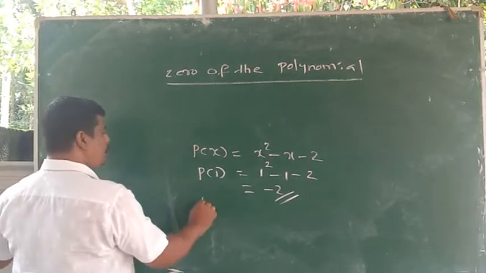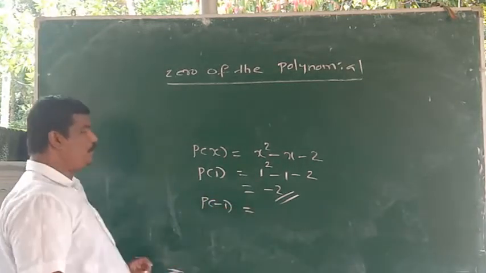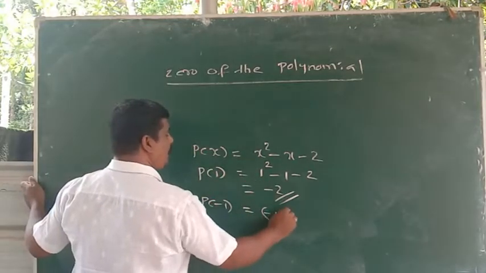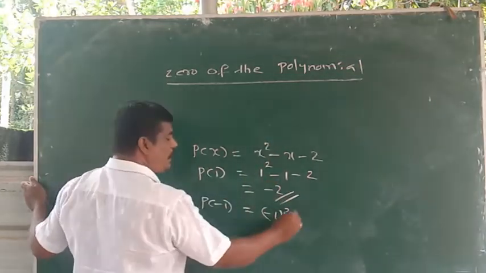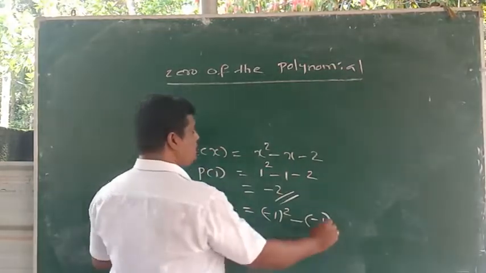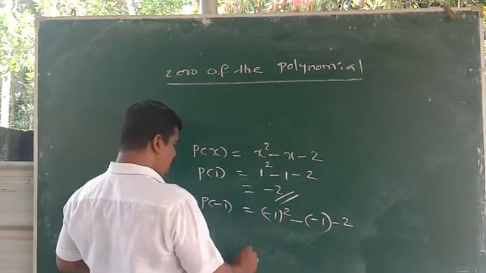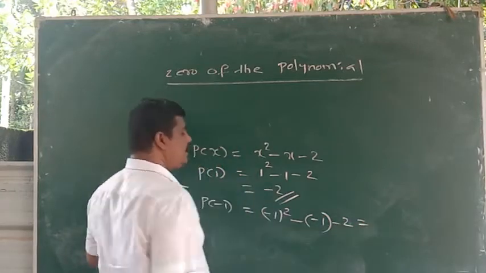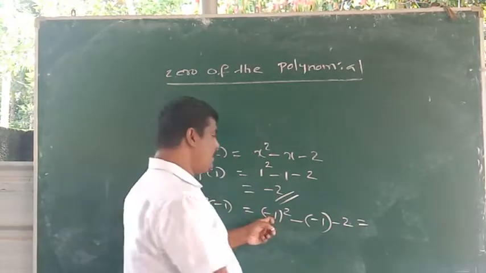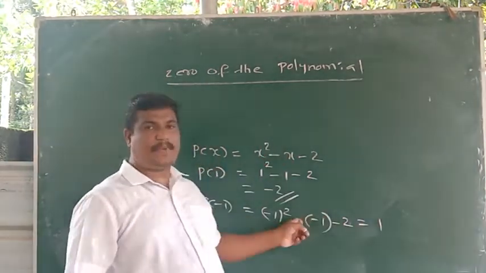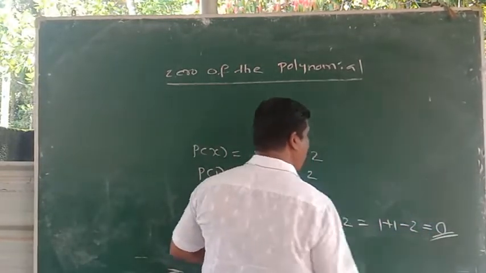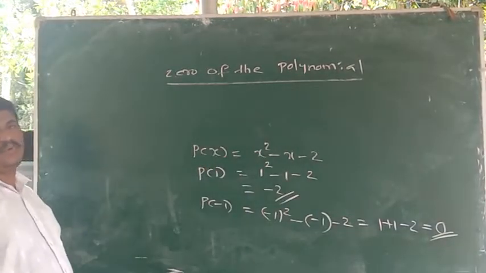Next, p of minus 1. P of minus 1, find out here, where x becomes minus 1. So here minus 1 the whole square, minus x becomes minus of minus 1, so minus 1 minus 2. What is minus 1 square? Minus 1 square is minus 1 into minus 1, that is plus 1. Here minus into minus is plus 1. That is 1 plus 1 minus 2. What is the answer? 0. So p of minus 1 is equal to 0.